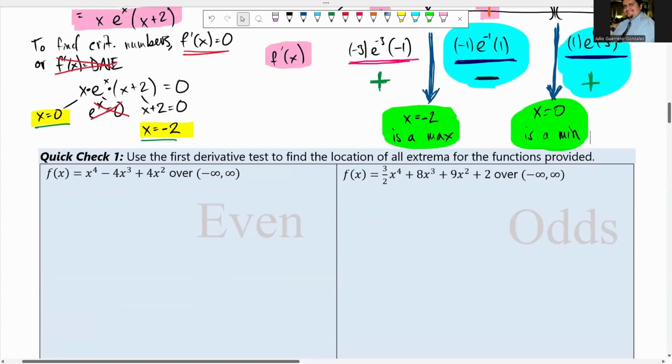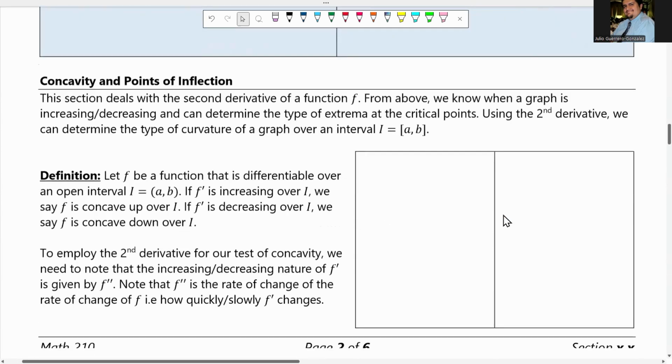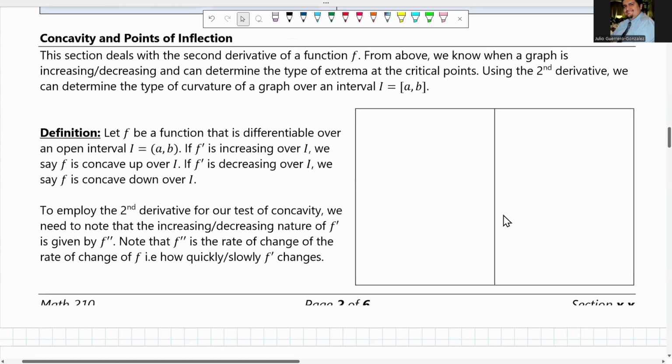All right, moving right along. What comes up next is concavity and inflection points, okay? So, max and mins, we use first derivative. Okay, concavity and points of inflection, for this one, we end up using the second derivative.